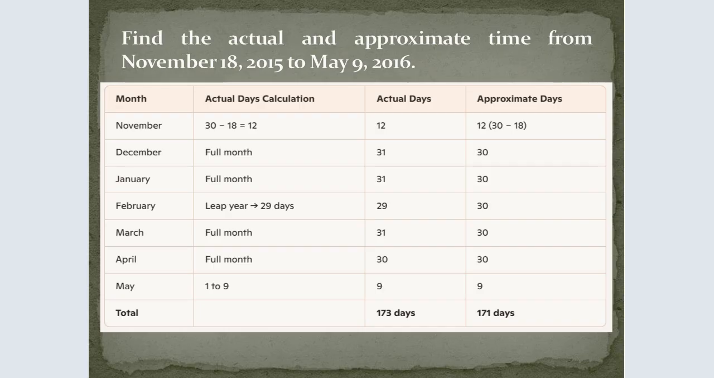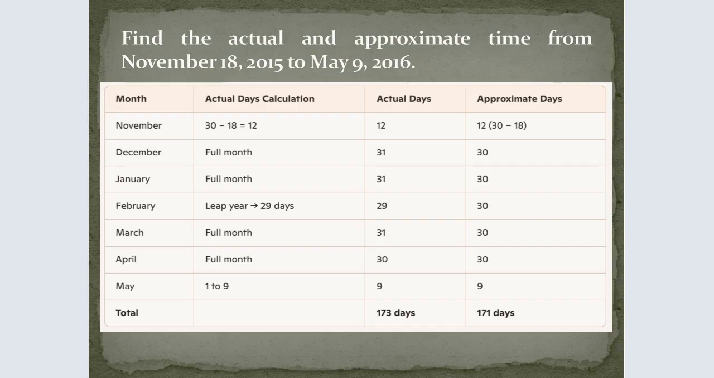For the approximate days, it's also 12. December, we have a full month, so that will be 31 for the actual, 30 for approximate. January, we have a full month, so that would be 31, and approximate days, 30. Now for February, since that is in a leap year, for the actual days we have 29. For the approximate days, again, we have to use 30. For March, we have 31 for actual, 30 for approximate. For April, we have 30 for actual, and 30 for approximate.